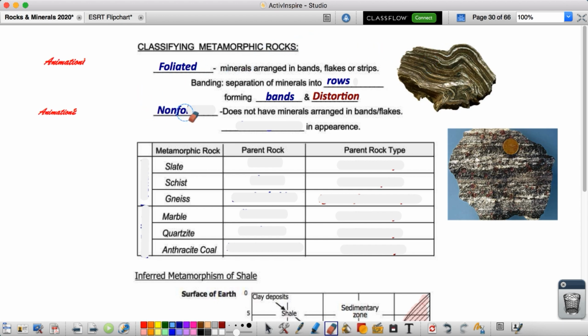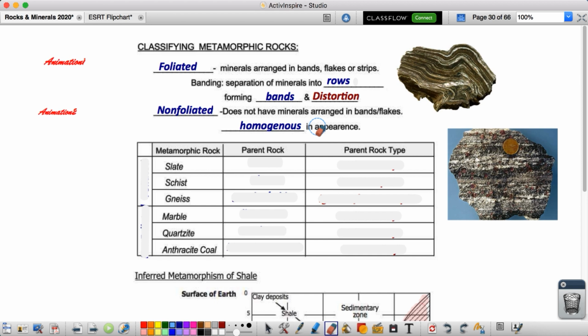And the other kind that I showed you was the non-foliated. So it doesn't have those bands, it doesn't have those flakes, it doesn't have anything like that. So it tends to be rather homogeneous, even throughout. Okay, so far so good.